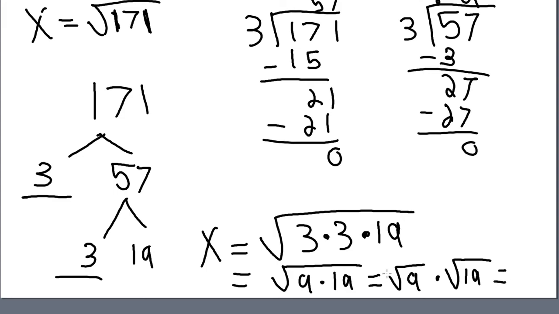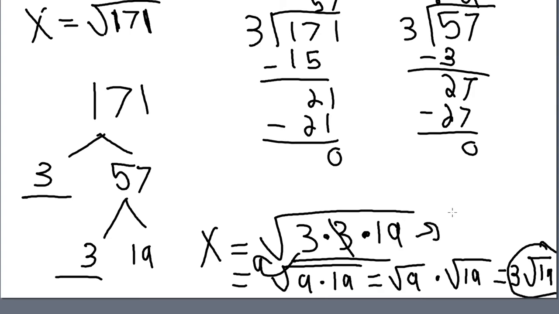Well, the square root of 9 is 3. The square root of 19 stays the same. So you get that as your final answer. That's one way you can try to do it. Another way you can try to do it is simply, once you've gotten it into this form, any duplicates you see, you cross one of the duplicates out and put the other one in the front. So that would also get you 3 square root 19. Either way, you can do it. Either way will get you the right answer.